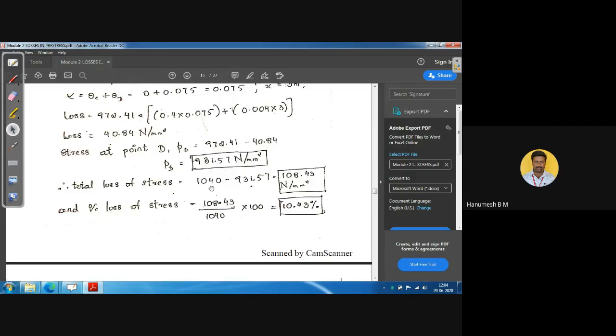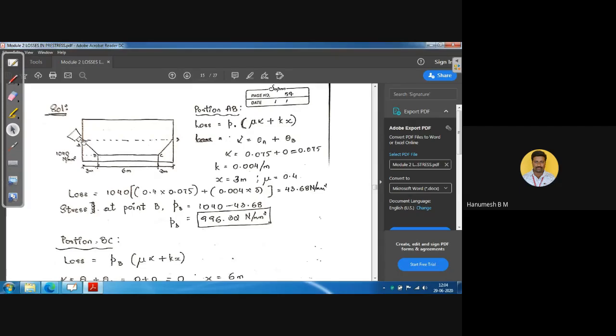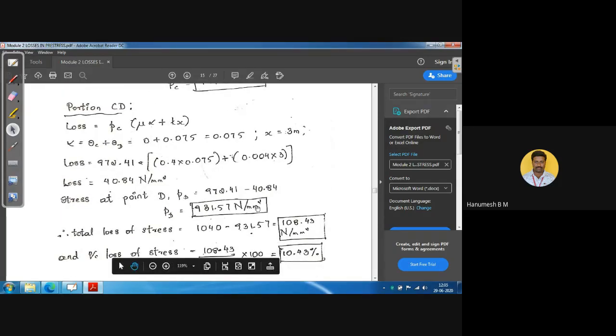At the starting end it is 1040. At the final end or at the far end it is 931.57. Hence the total loss will be the subtraction of this value from the initial value, 1040 minus 931.57. It will be 108.43 Newton per mm square. Say if you provide a cable like this, at the starting end or at the jacking end the stress is 1040 Newton per mm square. When it comes to the final end, that is at D, it will be around 931.57 Newton per mm square.